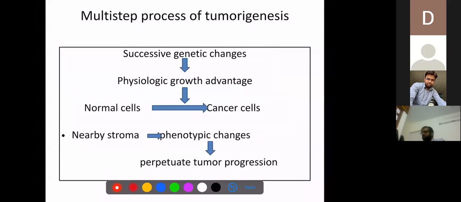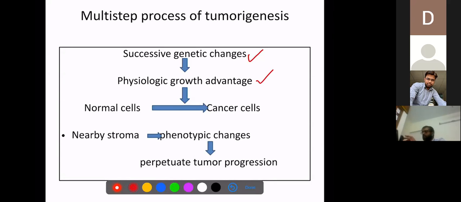So what happens? See, in a tumor, it's not going to be a single-step process. It's always a multi-step process. You have successive genetic changes. So genetic changes are the initiating points. These successive genetic changes occur in one group of cells, maybe a single cell also, which provides a physiological growth advantage when compared with other normal cells. What is this physiological growth advantage? We will see in the further slide.